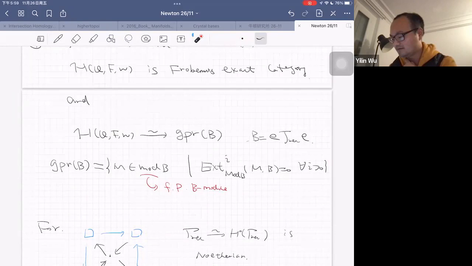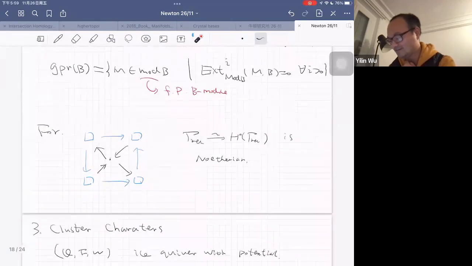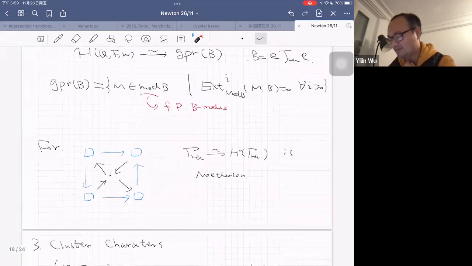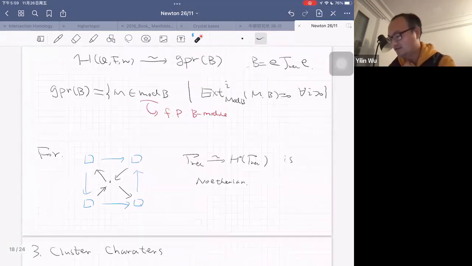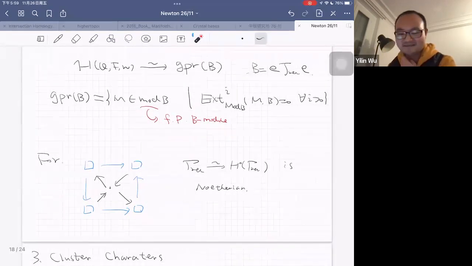So is the claim that the zero cohomology is always coherent, for any quiver with potential? In general, I don't know whether it's coherent. For example, the example coming from your result is Noetherian, so it's coherent. Well, I have more examples where I don't know if they're Noetherian, and probably they aren't. So that's why I'm asking. Okay, that's good. Thank you.